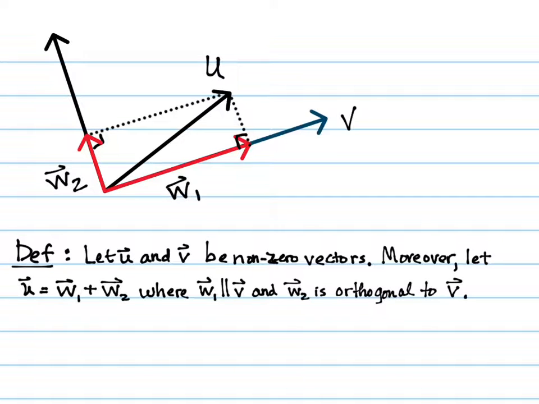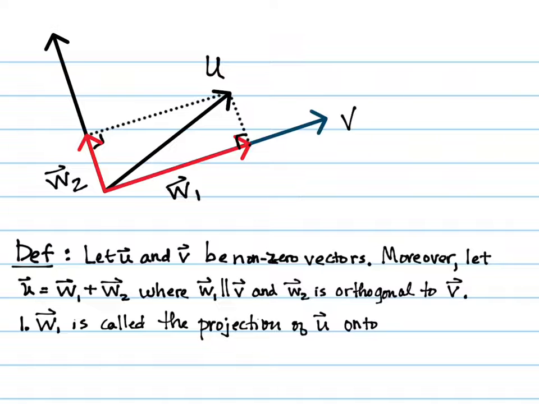Okay, that's the image that I have on my screen above. I've got parallel vectors, W1 and V. Parallel means they can be different lengths, but they're in the same direction at the same angle, going the same way, right? And then we have the one orthogonal to that, namely W2. Then there are some names for these. So the first one is this: W1 is called the projection of U onto V.